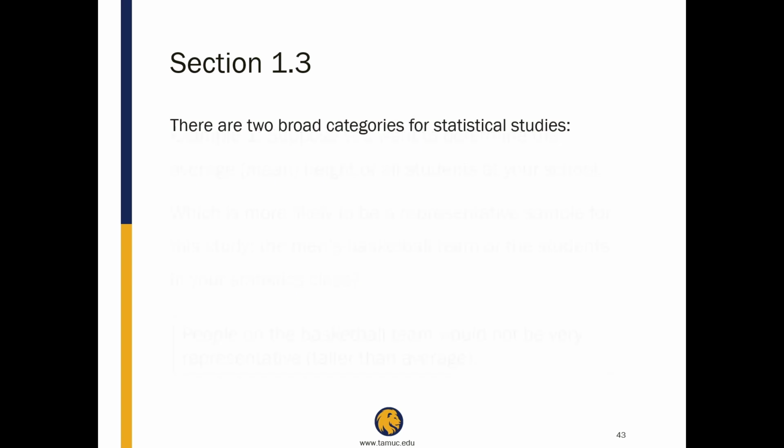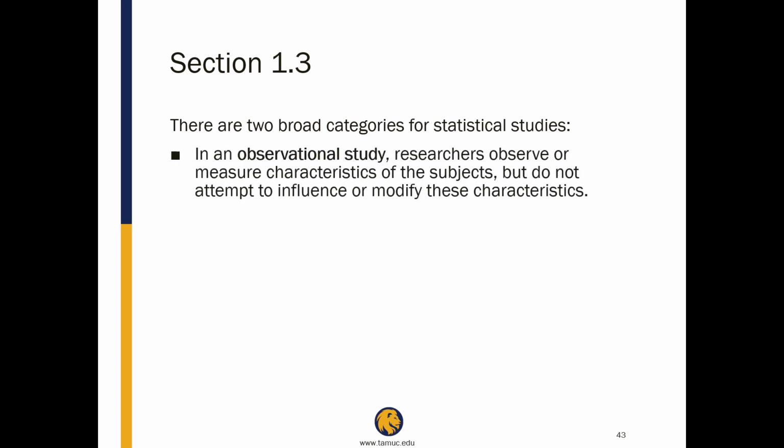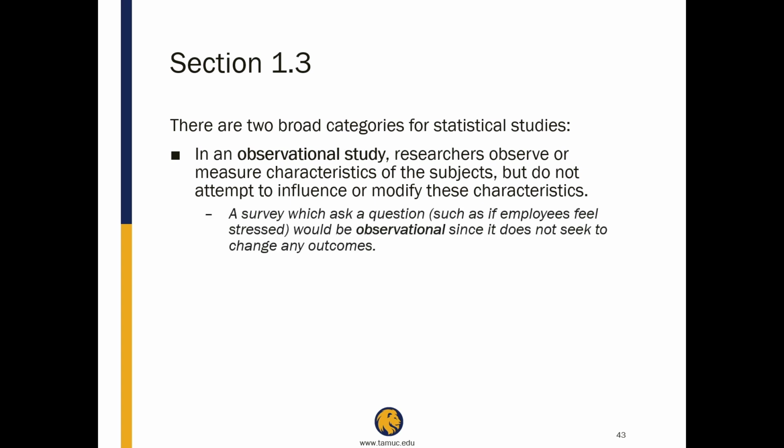So going a step further here, let's talk about the two broad categories which are used for statistical studies. Starting out with what's called an observational study. In an observational study, researchers observe or measure characteristics of the subjects, but do not attempt to influence or modify these characteristics. These are usually going to be studies where a survey asks a question, such as if employees feel stressed. That would be observational, since it does not seek to change any outcomes. It's asking a question but not trying to change anything.